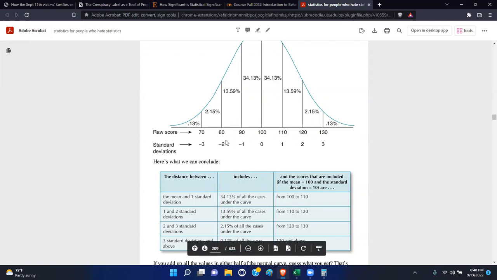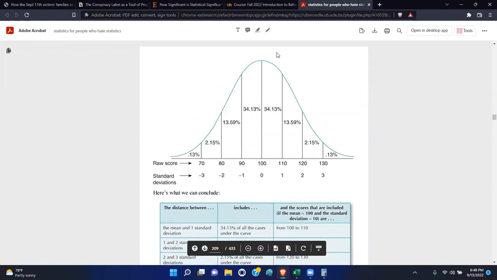Between two standard deviations below and two standard deviations above the mean, you have about 95% of all cases, or 95.44% of all cases. So that's what the curve is representing. The curve is actually representing the proportion of data points that you would see within the standard deviations.